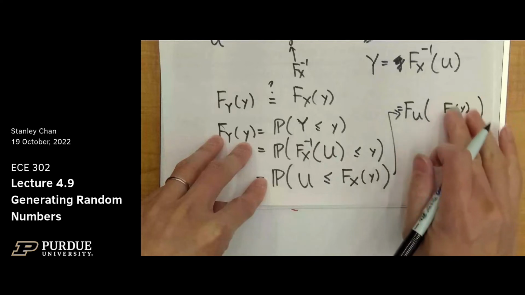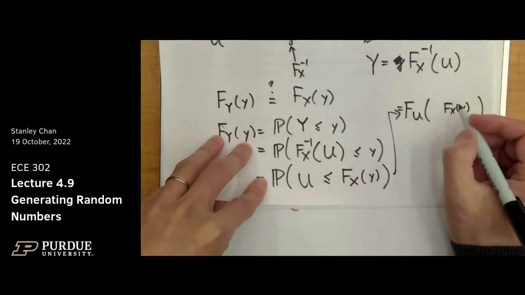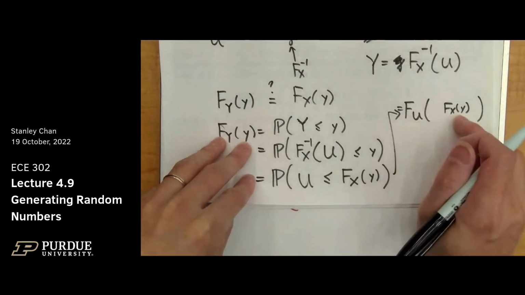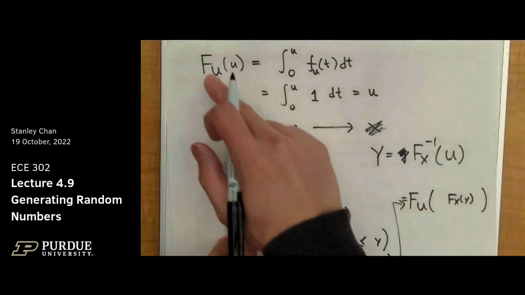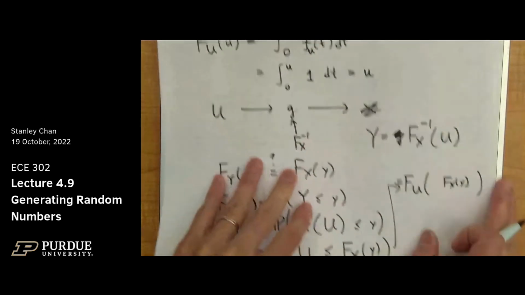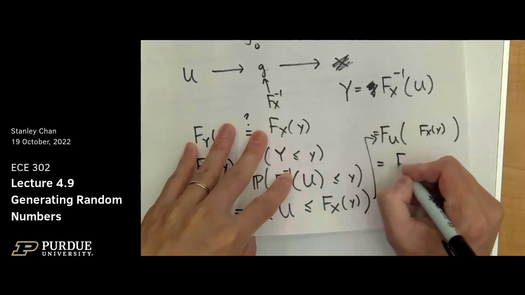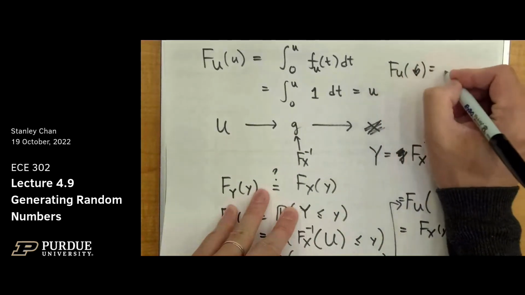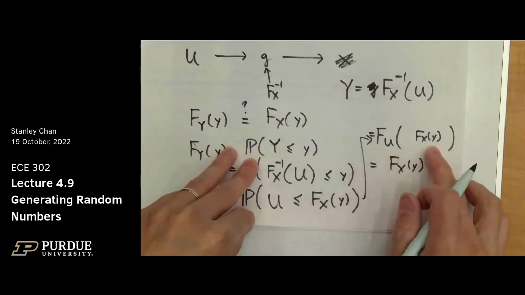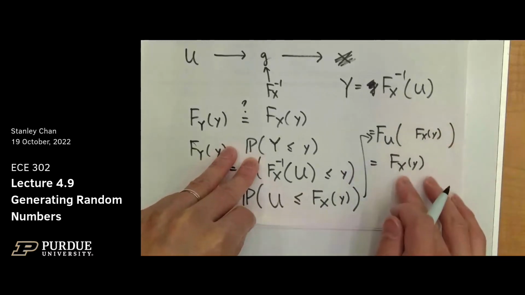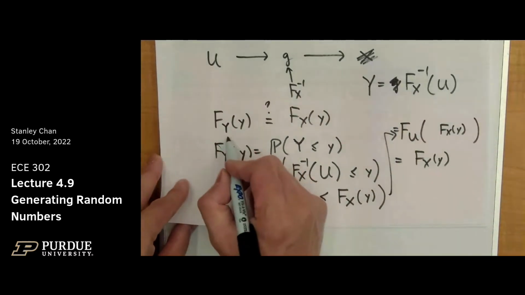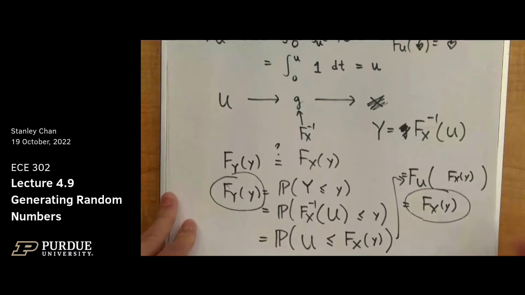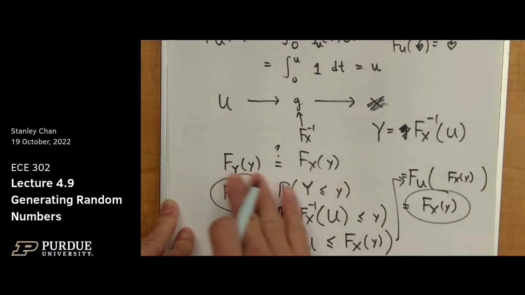Now, you don't have to worry about what is inside. As long as you have an upper limit, it will be the thing that you put into this CDF. So you have F_U of something, and we know that F_U of something will just be that something. Just think that F_U of an apple is going to give you an apple. And therefore, F_U evaluated at this F_X of y will give you F_X of y. And so you found that this F_Y of y will equal F_X of y. And therefore, we have shown that this statement is true.